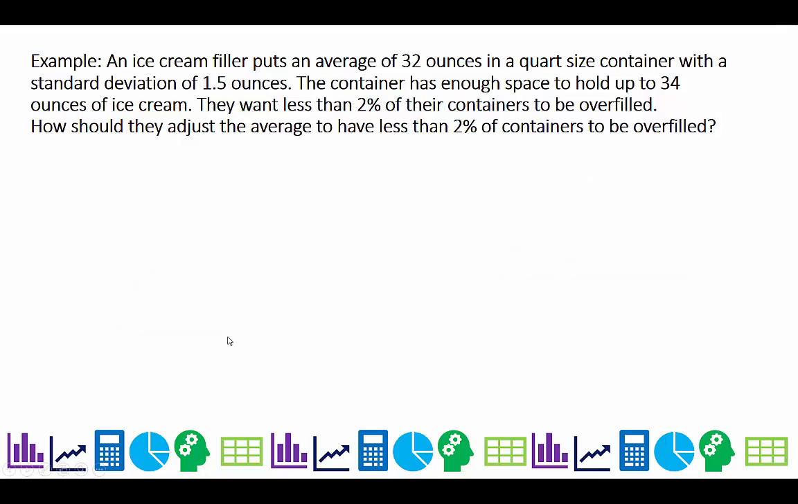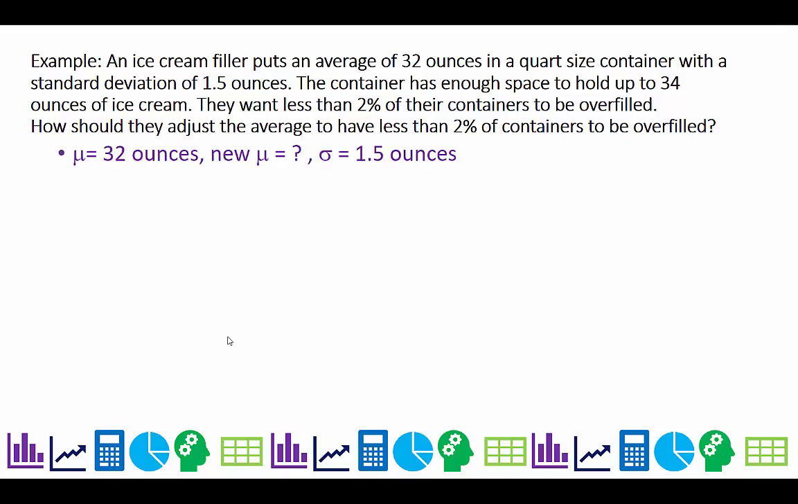In this example, we're looking at an ice cream filler that puts an average of 32 ounces in a quart-sized container with a standard deviation of 1.5 ounces. The container has enough space to hold up to 34 ounces of ice cream. Now, they want less than 2% of their containers to be overfilled. How should they adjust the average to have less than 2% of the containers be overfilled?